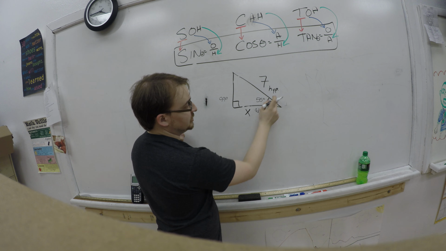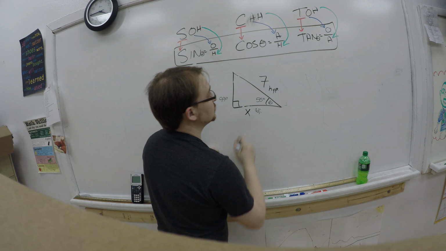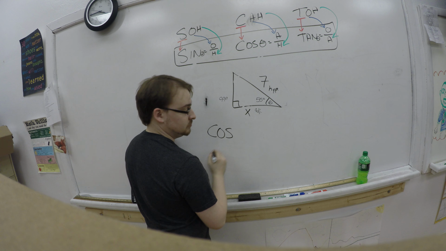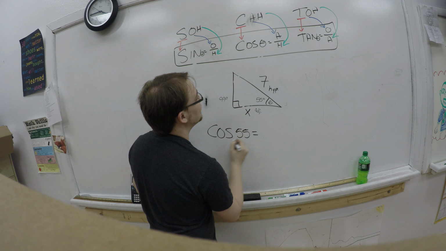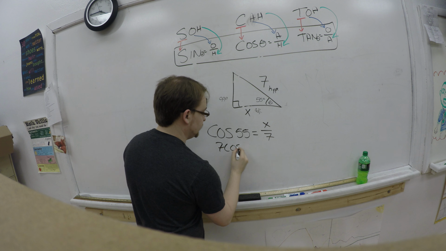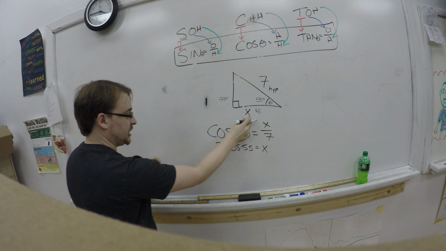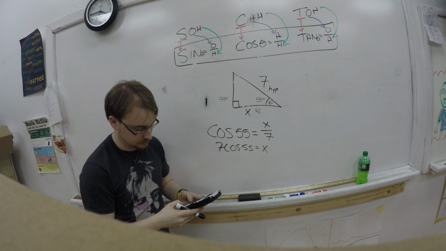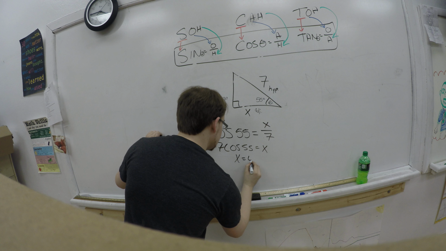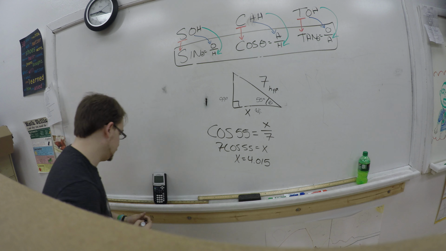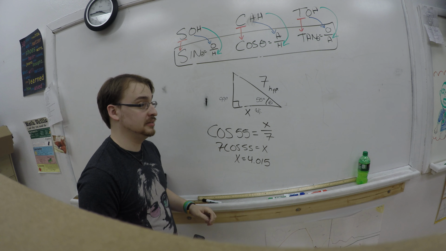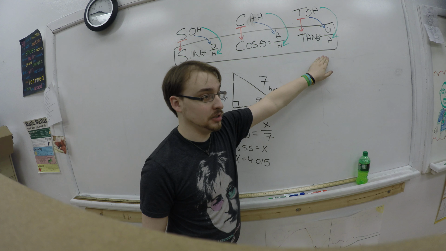Now we need something with adjacent and hypotenuse in it, don't we? Which one has A and H? Cosine. So now we'd set up a different one. Cosine of, what's our angle? 55. Adjacent, we don't know. Over 7. How do we solve this? 7 cosine 55 equals x. What's this guy going to be? Plug it into your calculator, see what you get. 4.015. Correct. So now you found that side. That's all that is. Trig isn't so bad, right? You just got to know which tool you're going to use.